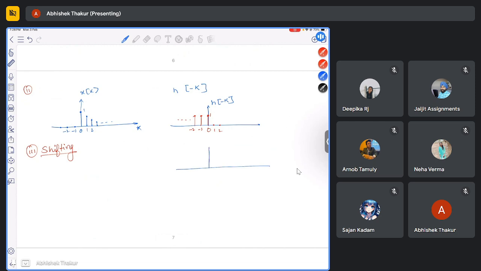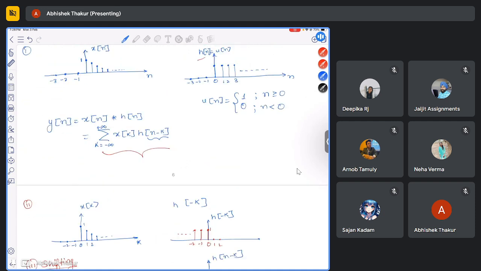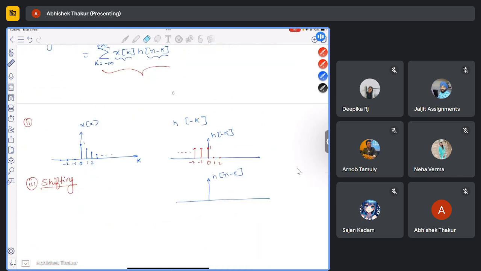Now we will do shifting of h of n minus k. Because see what we have to do in convolution, we have to find x of k multiplied with h of n minus k and do the summation. So we have already found x of k. We have found h of minus k. Now we will find h of n minus k. If it is n minus k, this means it is h of minus k plus n. So in this case, the signal will shift by n units.